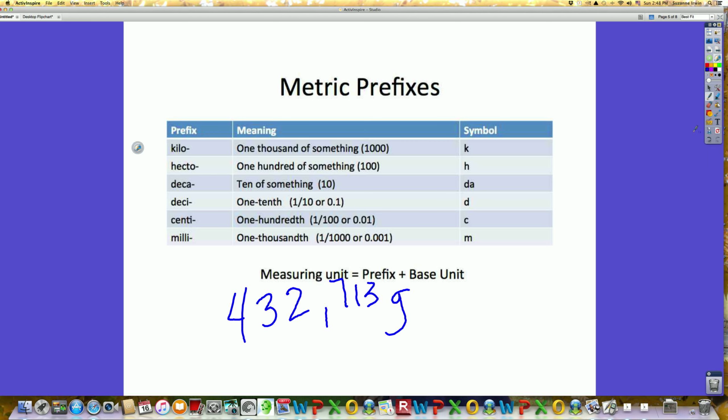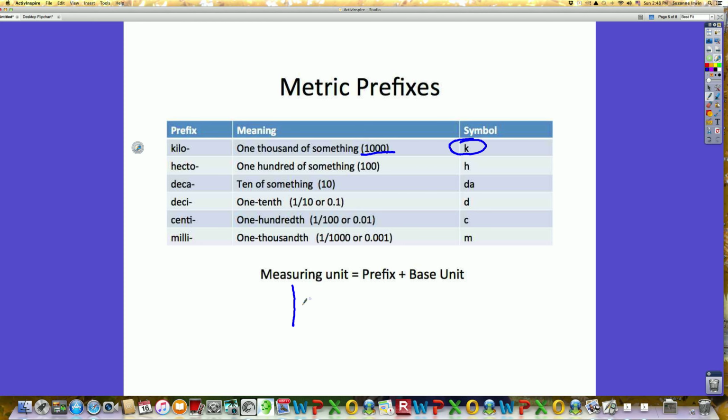We put a prefix in front of that, and we make it bigger. If we want to talk about 1,000 of something, we put a k in front of our g, and it becomes a kilogram. So we can make a measuring unit bigger or smaller in the metric system by putting a prefix in front of the base units that we just talked about.